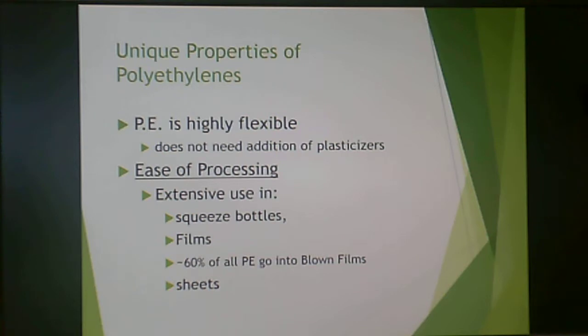Polyethylene melts at relatively low temperature, and you get a flexible bottle that can be used for squeeze bottles or films. When it comes to all blown films, 60% of the polyethylene used goes into blown films. What are blown films? Things like trash bags, shopping bags, anything like that, and sheet material.